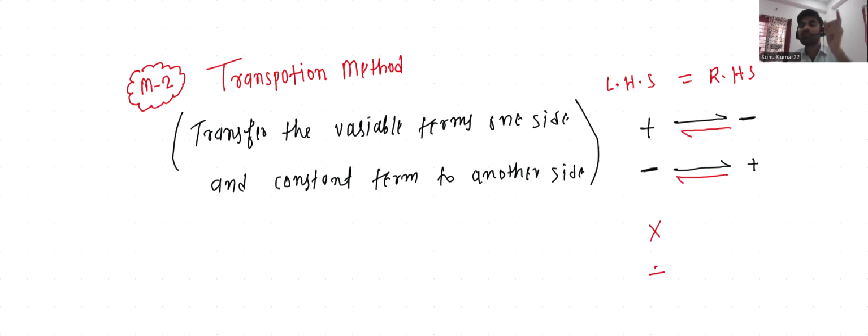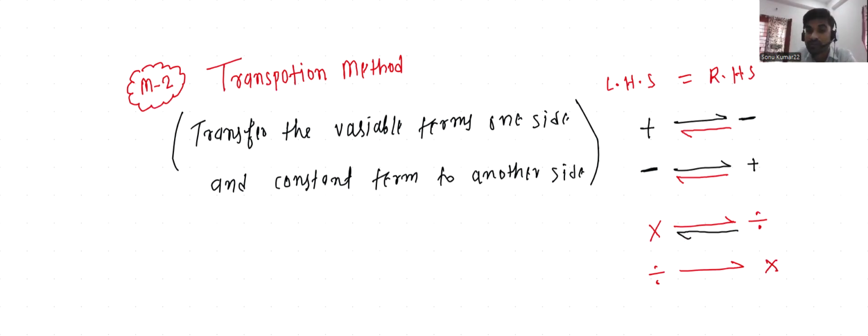When a multiplication term is on the left-hand side and goes to the right side, it becomes division. If division is there and it goes to the right side, it becomes multiplication. And the converse of this: if division is on the right-hand side, when it goes to the left-hand side, it becomes multiplication. If multiplication is on the right-hand side and I want to transfer this term to the left-hand side, it becomes division.